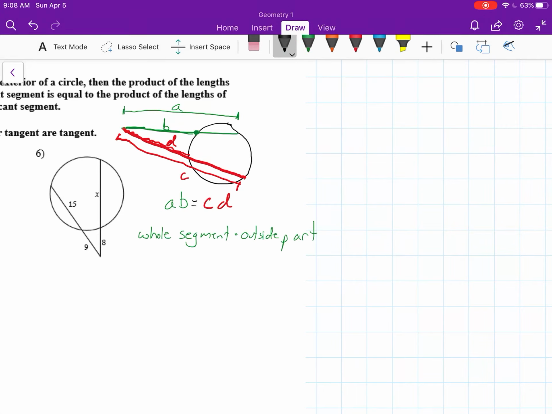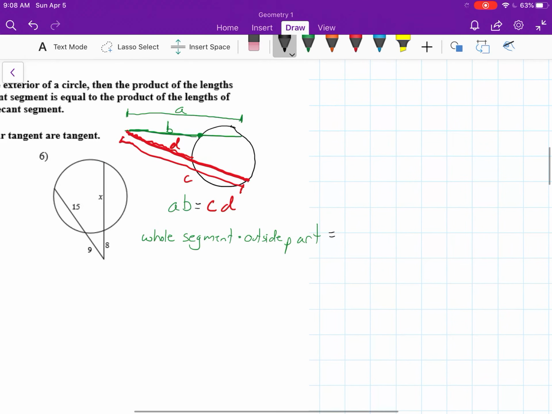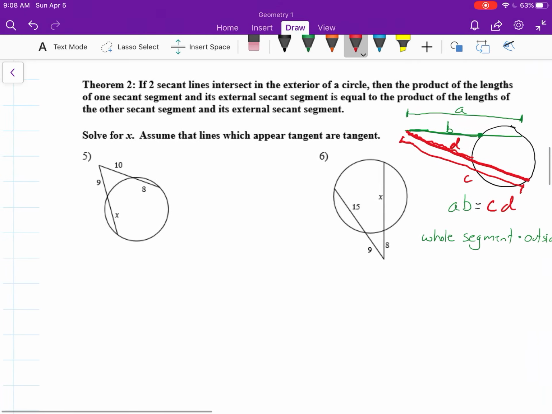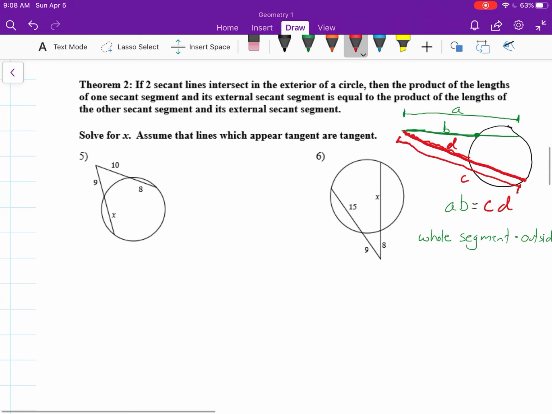And that is going to be equal to the same thing on the other side. So the whole segment times the outside part. Sometimes that can get tricky in here, so make sure you're always plugging in the correct things. So the whole segment times the outside part equals the whole segment times the outside part. And we'll get a look at that right now.